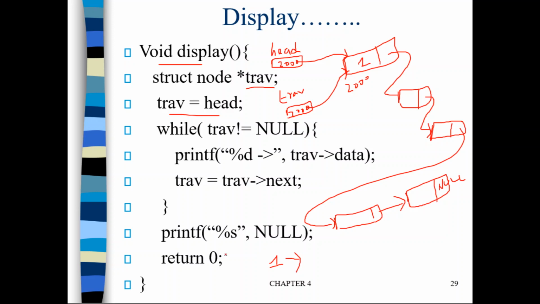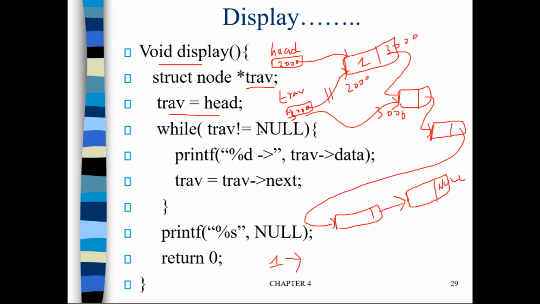Then what we are doing, traverse is equal to traverse arrow next. Traverse arrow next contains the address where this is pointing, say this is pointing to the address 3000. So now traverse will become 3000. It's no more 2000, it is 3000. So currently traverse is now pointing to the second node.